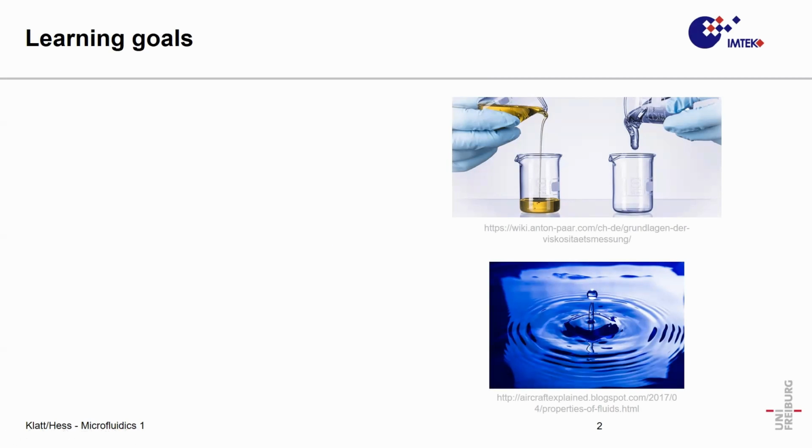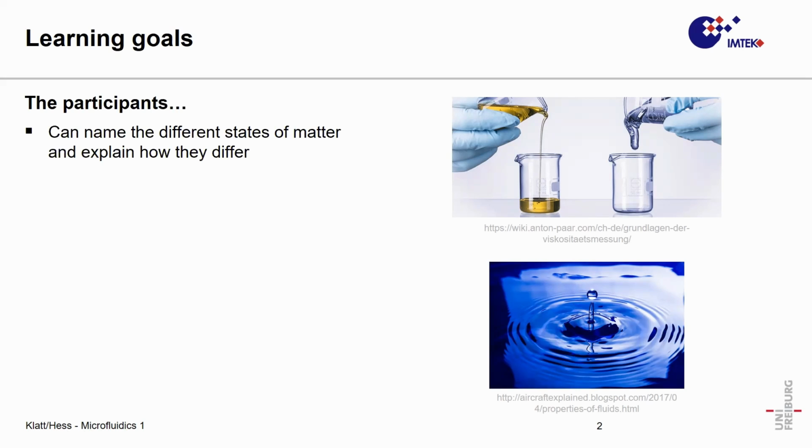So at the end of this lecture, you should be able to name the properties that lead to different flow behavior of different liquids, as can be seen in the first picture. Or you can name the properties that become relevant when you're considering, for example, free surfaces or any kind of two-phase flow, as can be seen in the second image.